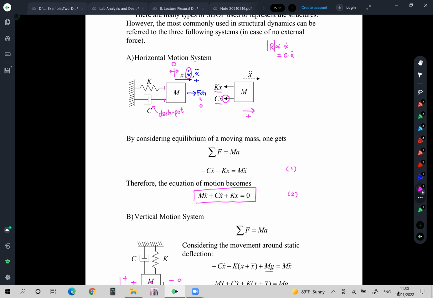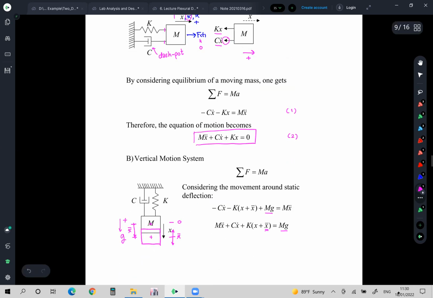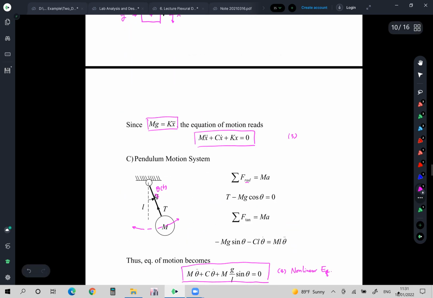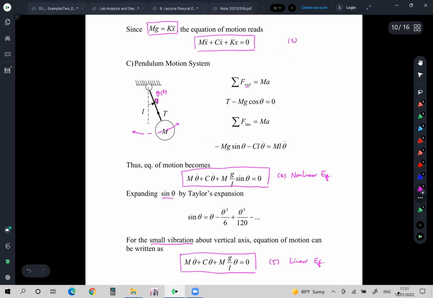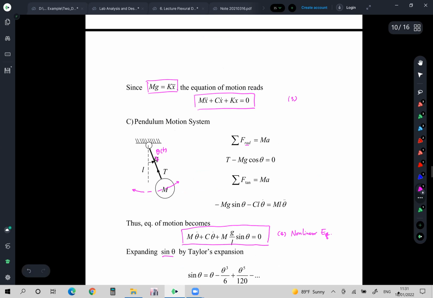With this type of single degree of freedom structure, or this type of physical model, we end up with the equation of motion like in equations number 2, number 3, and number 5. All of them are second order ordinary differential equations. Next time we will try to solve them, how to obtain the solution of X under various types of loading. Okay, I would like to stop the discussion today here.